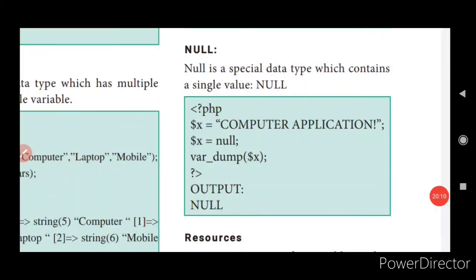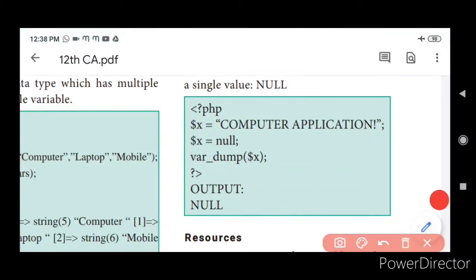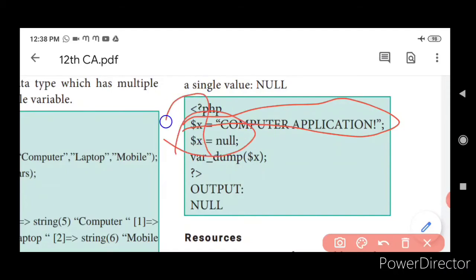Null is a special data type which contains a single value, null. What does it mean? Null means nothing. Here we have specified $x as computer application. Again I have specified $x as null. For the same variable $x, I have assigned two values. One is computer application, the other one is null.